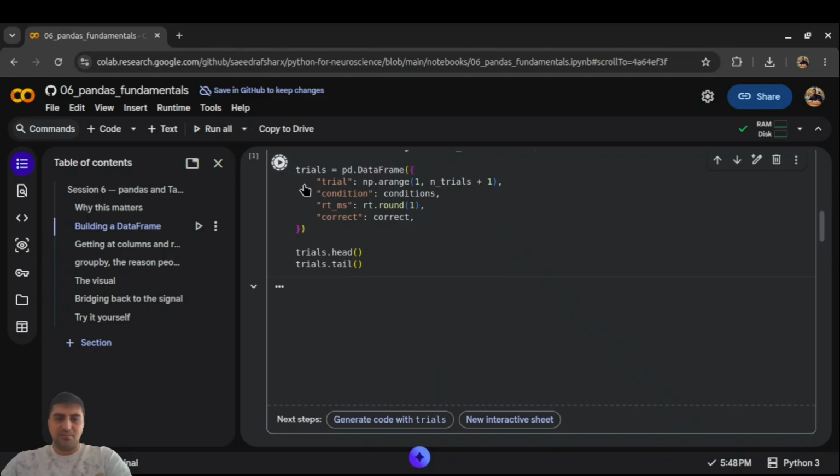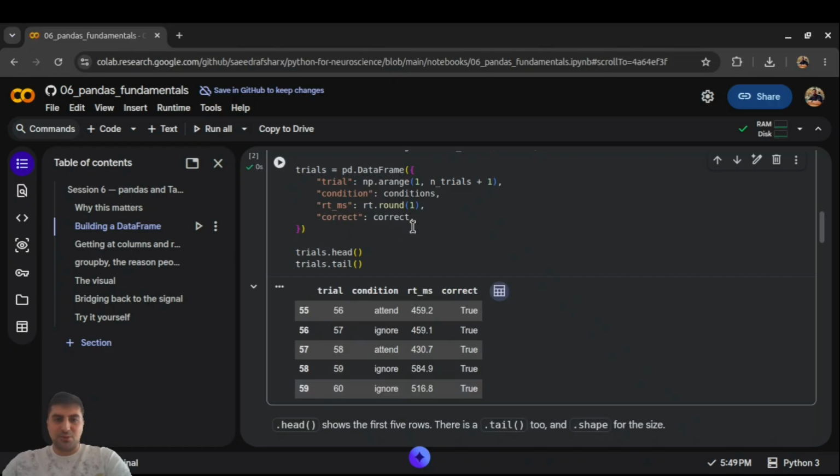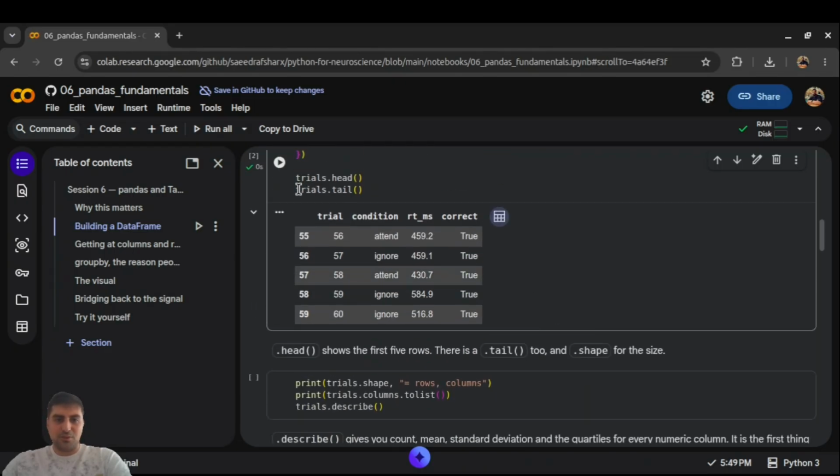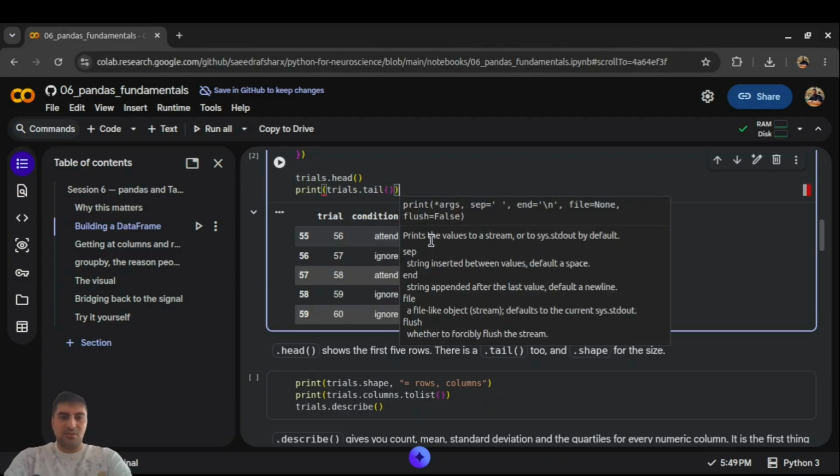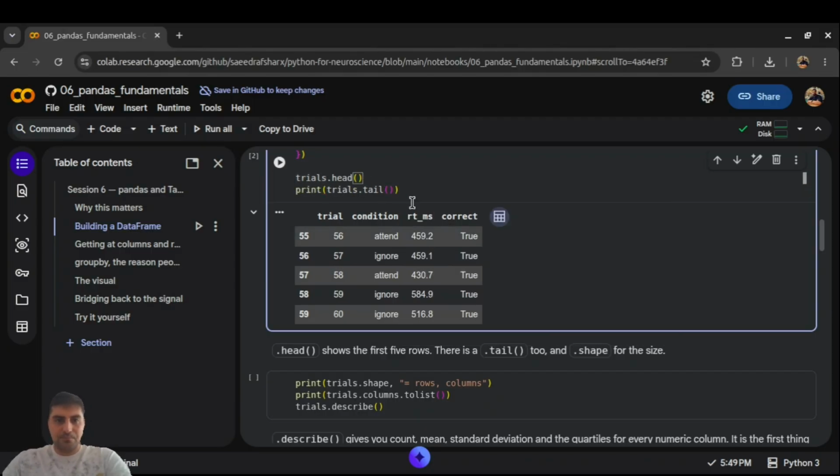So let's run it so we get the tail as well, but if you do two of them, you have to actually put a print, so you would get both at the same time.